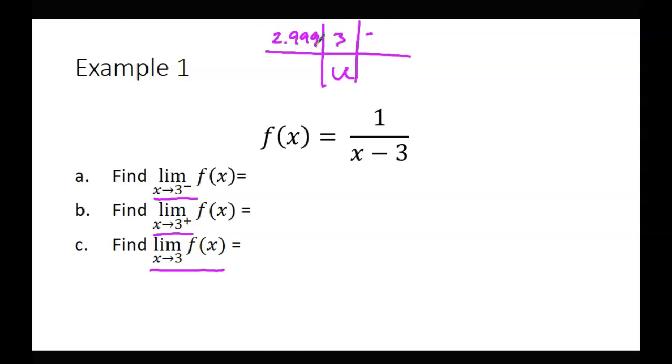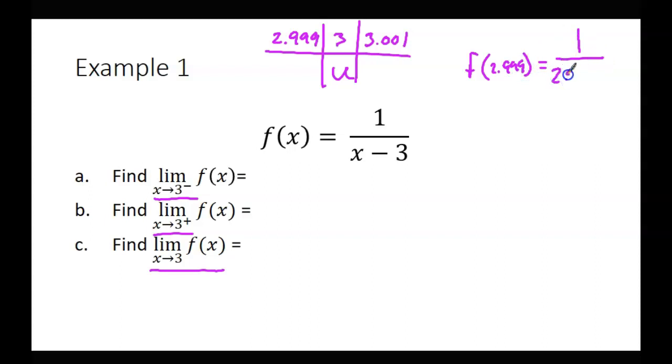What about on the right? 3.001. Good. And so what we're going to do is just plug it in. We can plug those numbers in because that doesn't make it undefined. So let's do that. I'll show my work. Whether you want to show your work or not is up to you. I think it might be helpful. Otherwise, you might wonder where these numbers came from later.